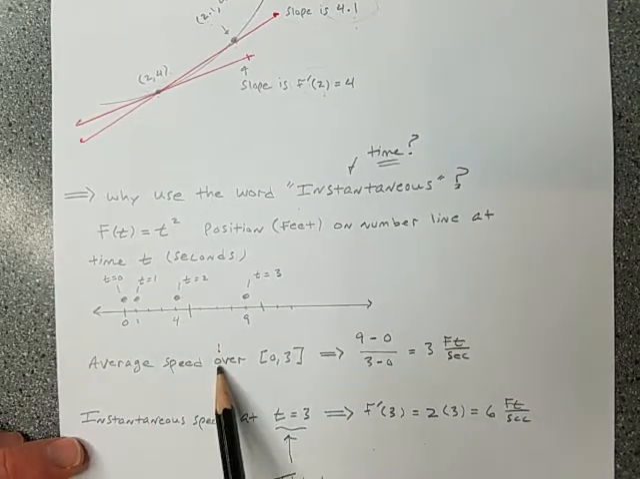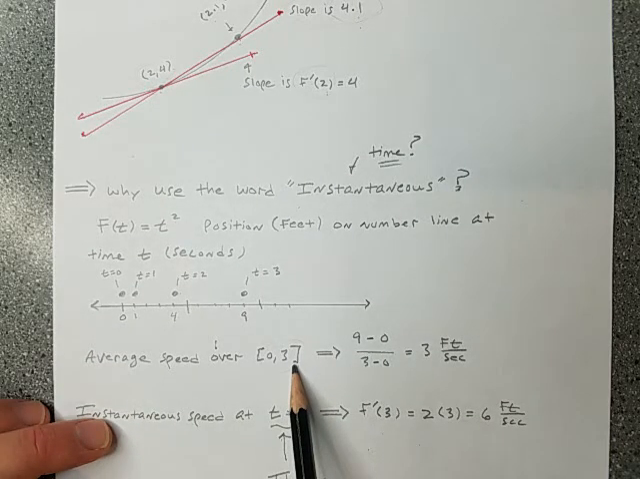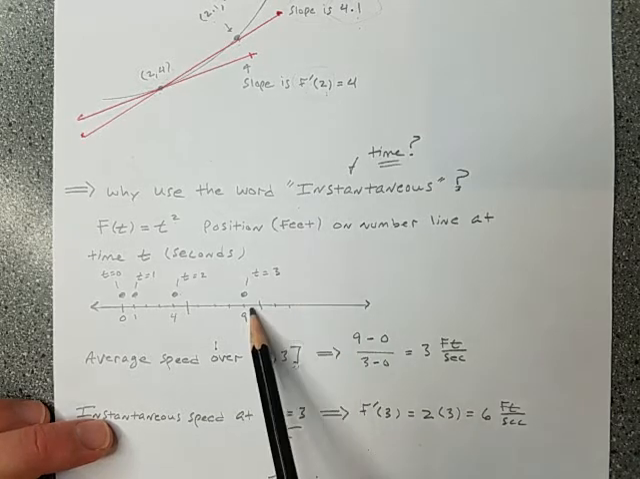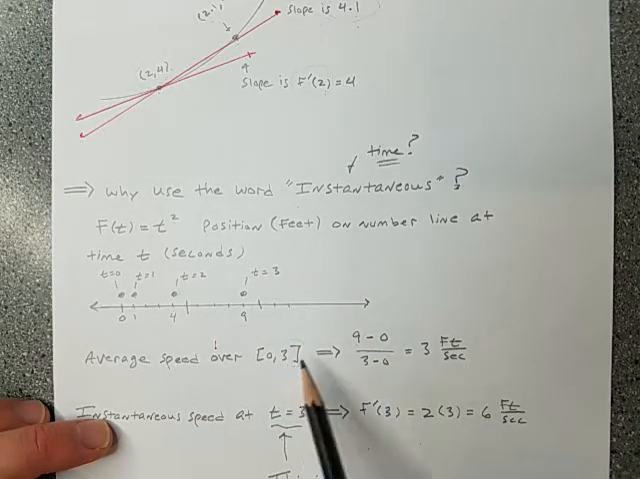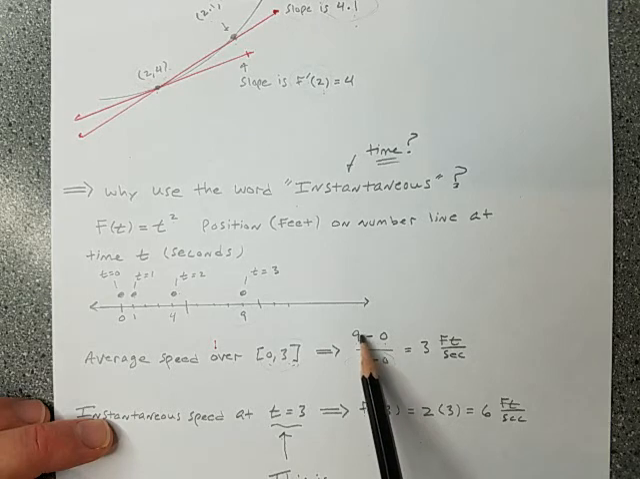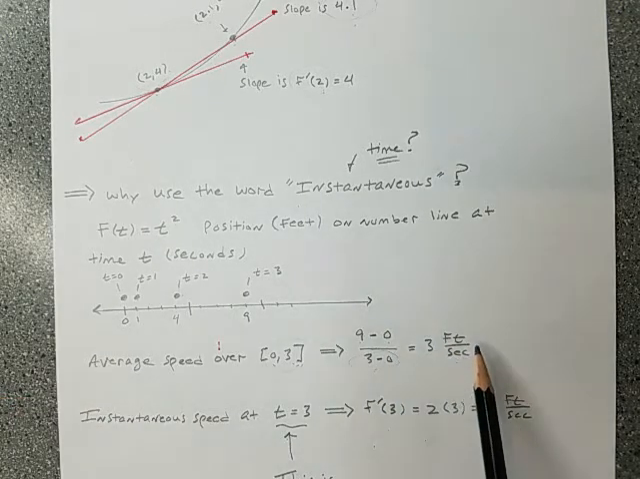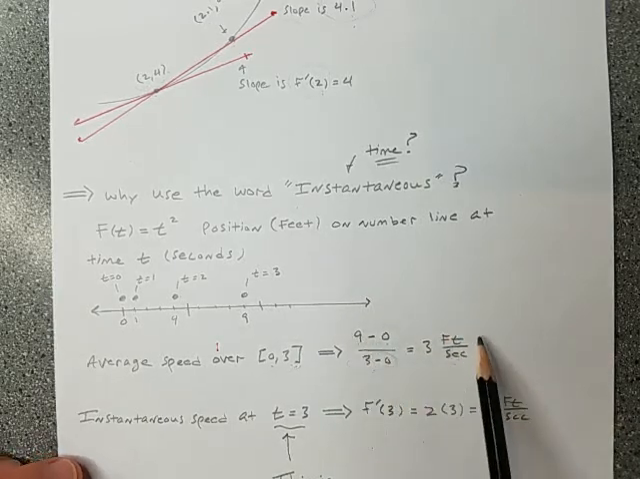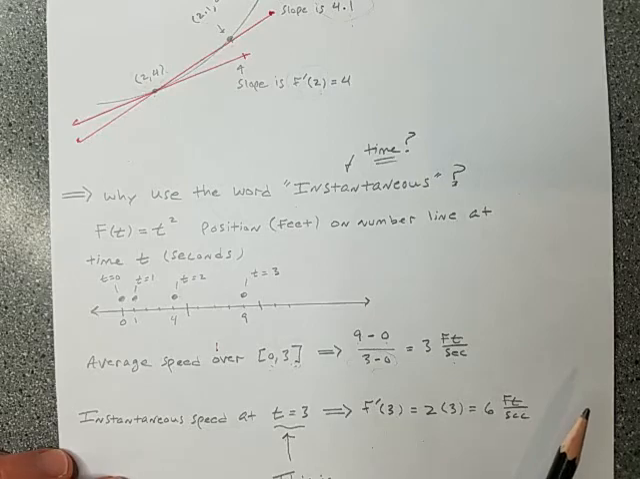The average speed over, say, this time interval from 0 to 3, that's like the average rate of change, would be, well, you were at the 9-foot mark at the end of the interval. You started at the 0-foot mark at the beginning, and it took you 3 seconds. So that's 9 feet per 3 seconds. So that's 3 feet per second. Could that be accurate though? How accurate would that really be? Okay, so think about that.